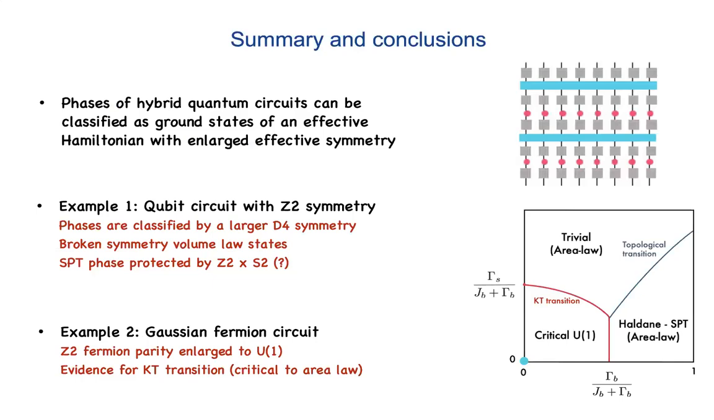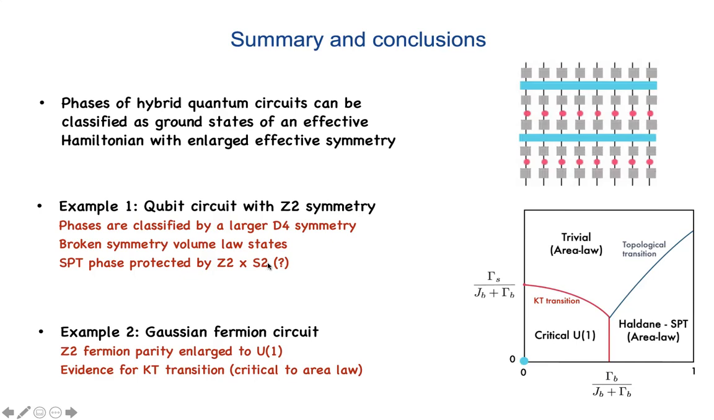So basically, I'll just summarize that phases of hybrid quantum circuits can be classified as ground states of an effective Hamiltonian with enlarged effective symmetry. I've shown you one example of a qubit circuit with Z2 symmetry, and I showed you that phases can be classified by a larger D4 symmetry. And this includes broken symmetry volume law states, which we have demonstrated. And at least in theory, we can have an SPT phase protected by Z2 times a permutation symmetry.